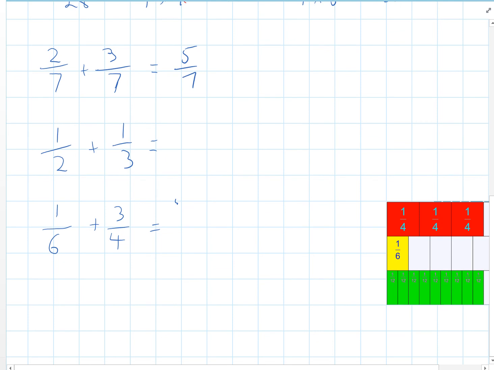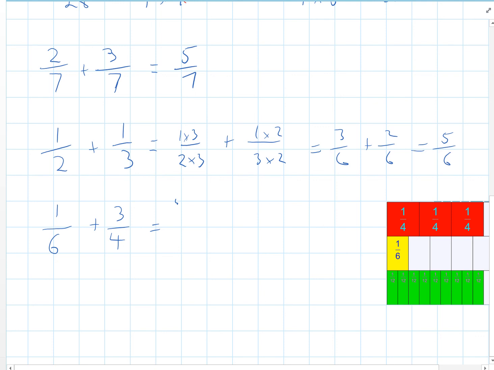Now I can't add those because they're not the same type of fractions, so I'm going to use equivalent fractions to find something that both 2 and 3 will go into, so 2 times 3 and 3 times 2. I've times the bottom by 3, so I times the top by 3. 1 times 3, and I times the bottom by 2, so I times the top by 2, and I get 3 on 6 plus 2 on 6, and that's like my question above, and I end up with 5 on 6.